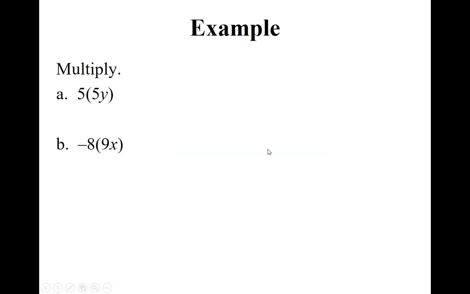So in these two, this is 5 times y. This is 9 times x. We're not adding or subtracting, so we're not distributing. Instead, we would consider the associative property. We can't do 5 times y, but if we change where the parentheses are, we can do 5 times 5. 5 times 5 is 25, so 25y. Likewise, we can't do 9 times x because we don't know what x is, but we can change where the parentheses are, and we can do negative 8 times 9. That's negative 72. Negative 72 times x.